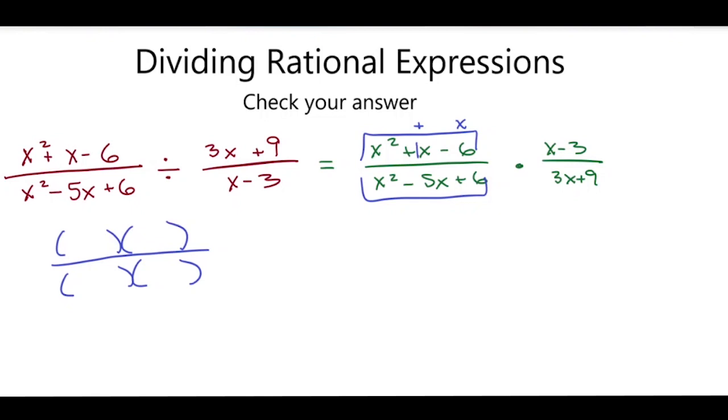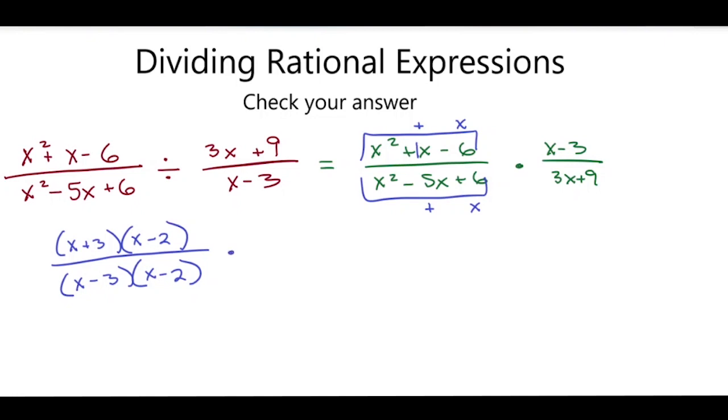Well, I'll put my x in both parentheses, and two numbers that multiply together to be -6 but add together to be +1 are +3 and -2. Now here on the bottom, what two numbers multiply together to be 6 but add together to be -5? Well, if I put my x in each parenthesis, two numbers that multiply together to be 6 but add to be -5 are -3 and -2.